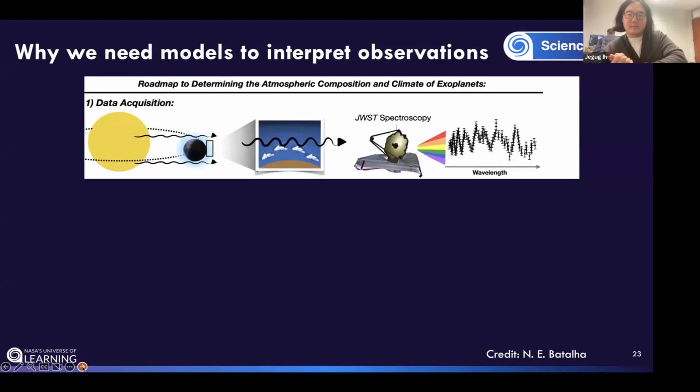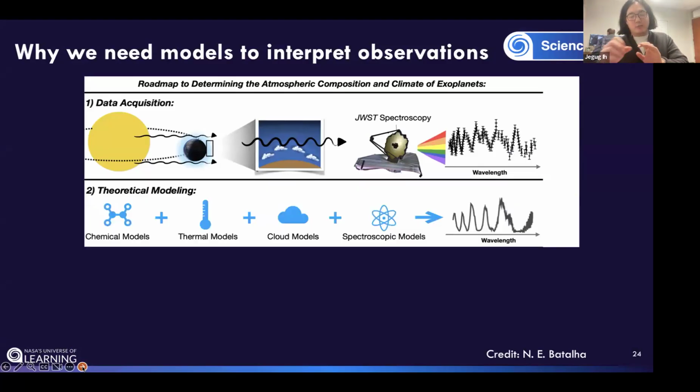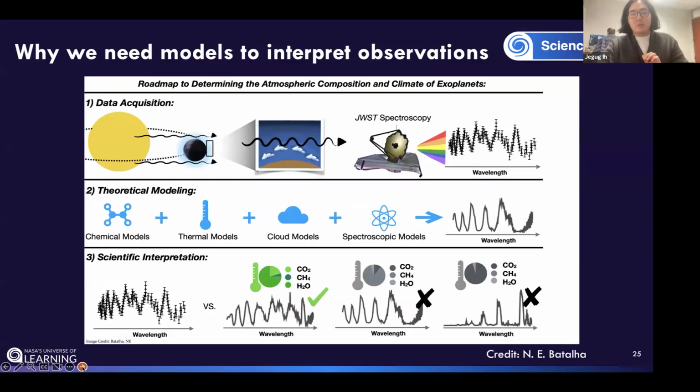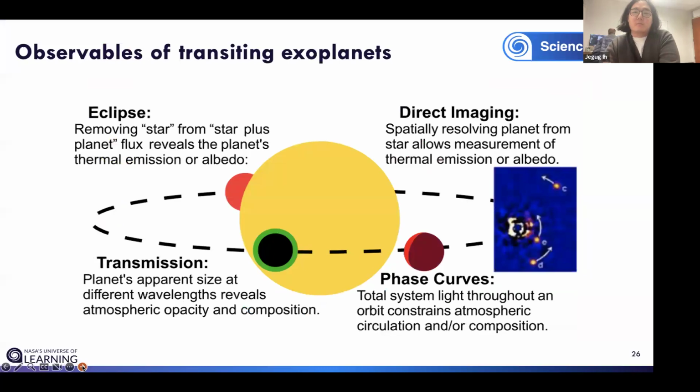So next slide, please. You get your data, you're using James Webb, and you get a spectrum or some observation out, and then you need to compare it to models. Next slide, please. So you run your theoretical model that encodes chemistry, thermal structures, clouds, and the actual observation themselves. And then you compare the observation with what your model predicts. And by comparing how well they match each other, that's how you learn about what you're actually looking at.